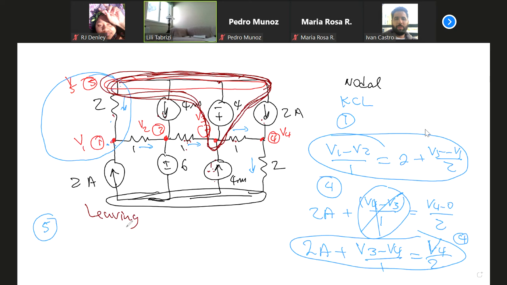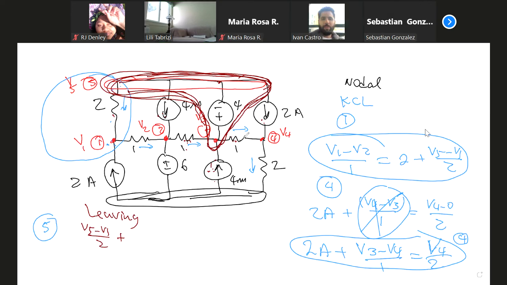Let me go to Gonzalez, Sebastian Gonzalez. Give me the formula for all the leaving currents. Is it V5 minus V1 over 2? Okay. And then for the second one, would it be V1 minus V2 over 1 or plus? No, this node. I'm talking about in this node. I just said this is leaving, leaving, leaving, leaving. Just give me the list of leaving current. Would the next one be V5 minus V2 over 4?